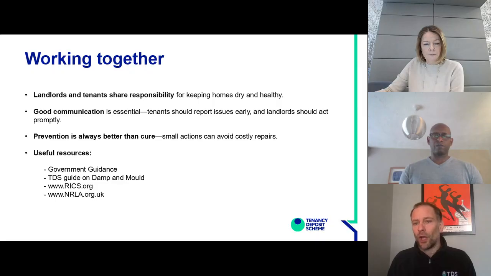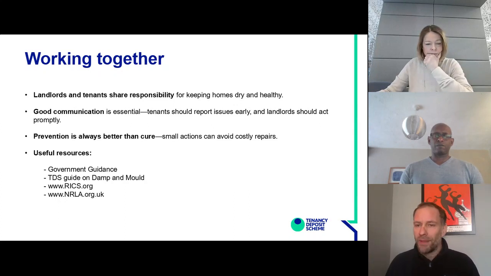Prevention is always going to be better than the cure. Small actions can lead to costly repairs. And some useful resources are listed there. We've already mentioned that government guidance. It's a good read. It's not too long. Have a look at that. We've got the TDS website as well. It's a fantastic resource in our help centre. There's a guide on damp and mould, which is definitely worth a read. And then you can also look to other organisations such as RICS or the NRLA.